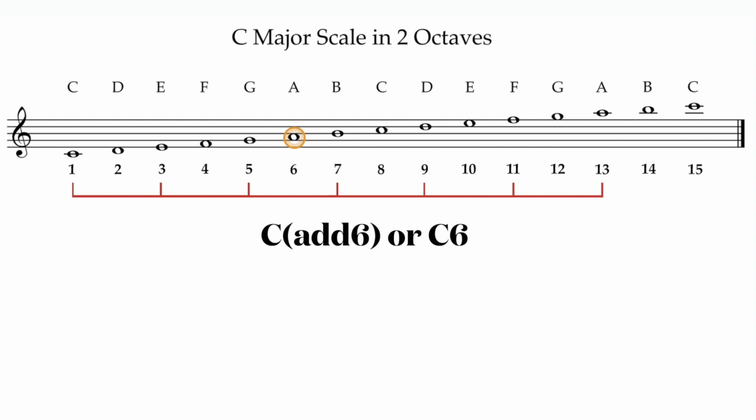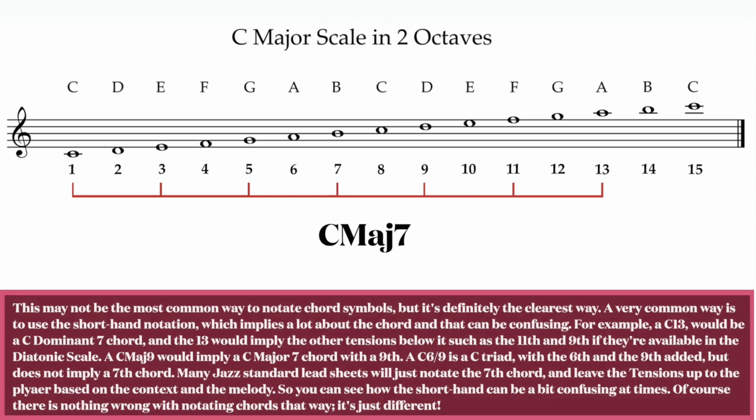But going into the next octave is where things get a little bit tricky because there are a lot of different ways to notate chords. My preferred method is to write the chord sound first, either C major or C major 7, and then any tensions or alterations to the chord tones you would put in parentheses. So if I wanted a C major 7 chord with a 9th, I would write it like this. And if I wanted a 9th and a 13th, I would write it like this.